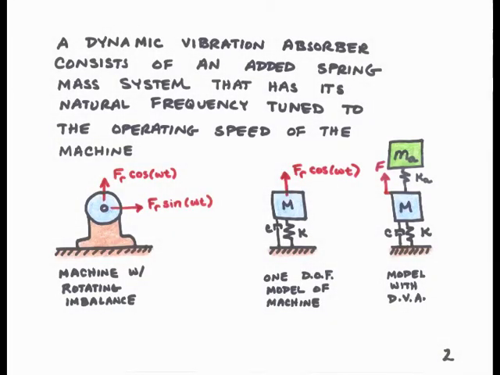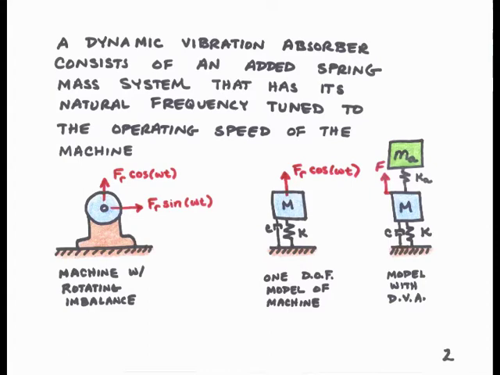In our last lecture, we examined the use of a dynamic vibration absorber to reduce vibration on a rotating machine. We discussed how machines that rotate often have imbalance, and this imbalance force causes the machine to vibrate at the operating speed of the machine. By the addition of a dynamic vibration absorber, we can make the machine vibrate a great deal less.